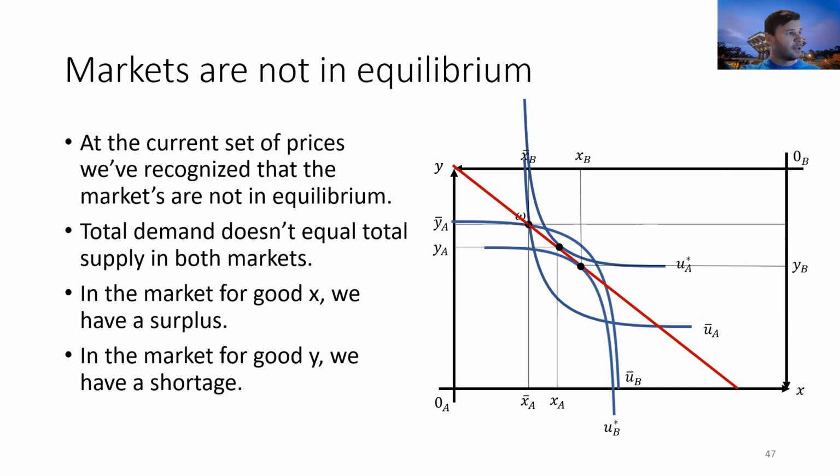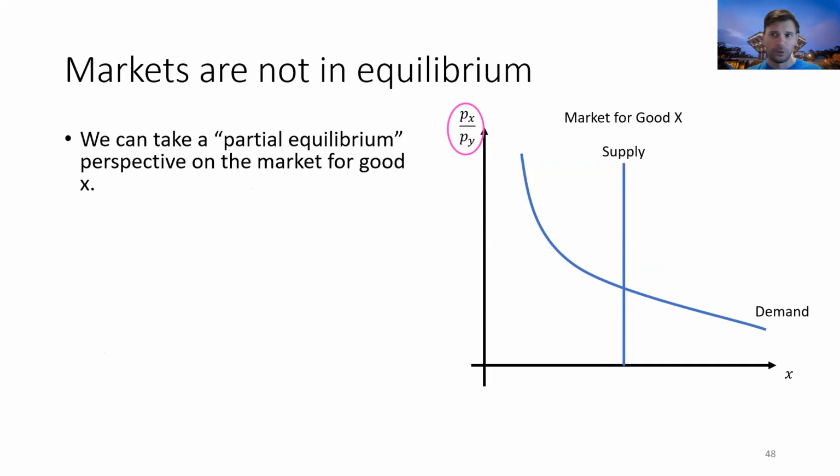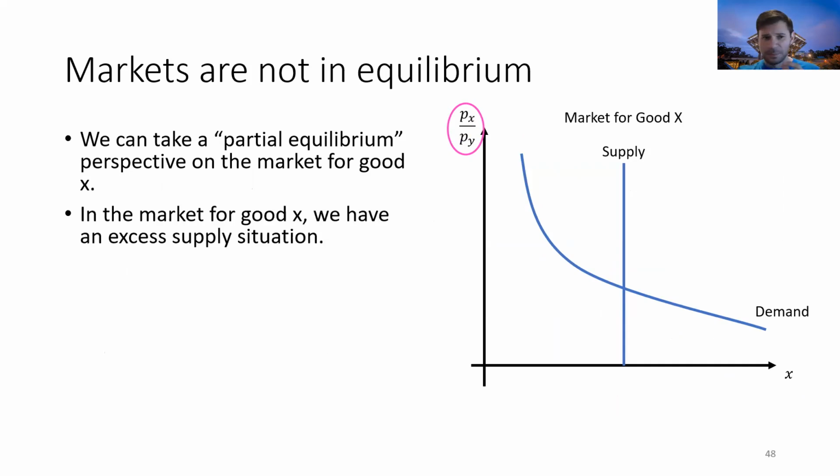Okay, so here is the partial equilibrium picture for good X. This is our pretty standard supply and demand picture that we use to think about modeling competitive markets. Notice there's a small difference: instead of just the price of good X on the vertical axis, we're looking at really the relative price of X compared to Y. Very small difference here. So we're taking this partial equilibrium perspective, and we recognized already that in this market, we had an excess supply situation.